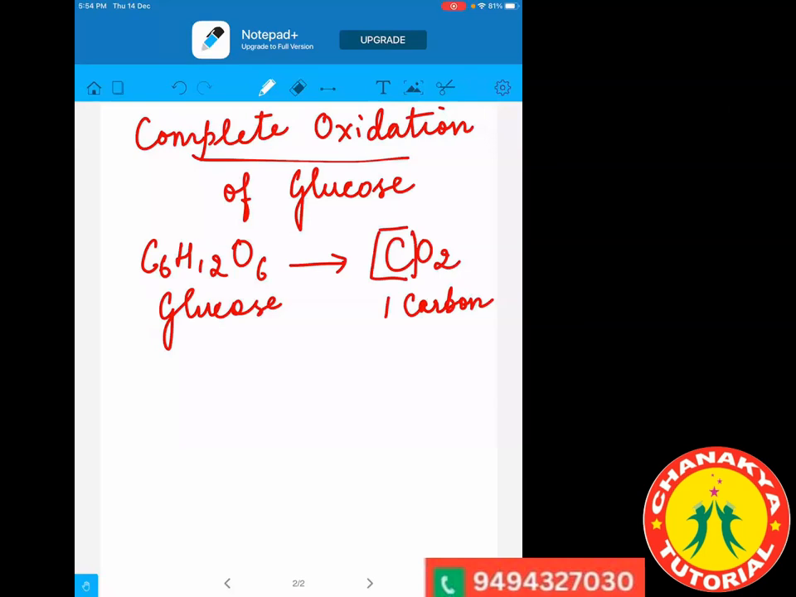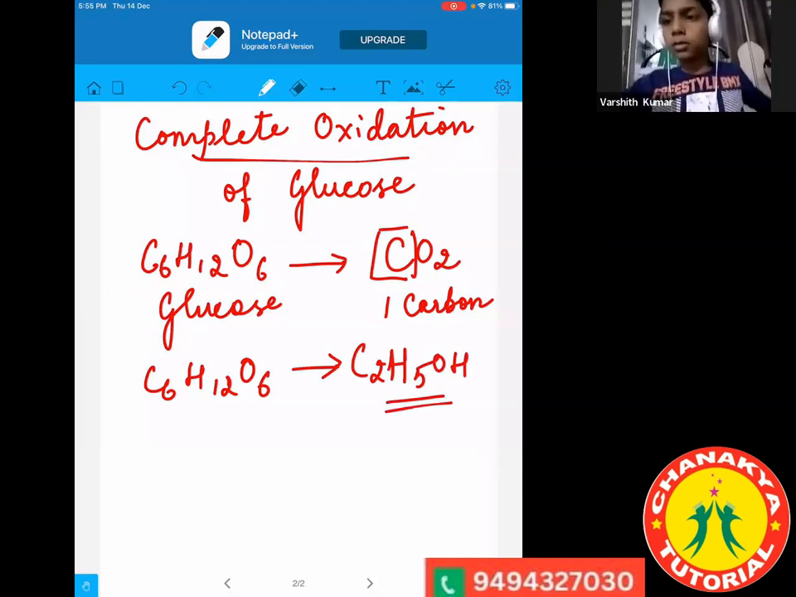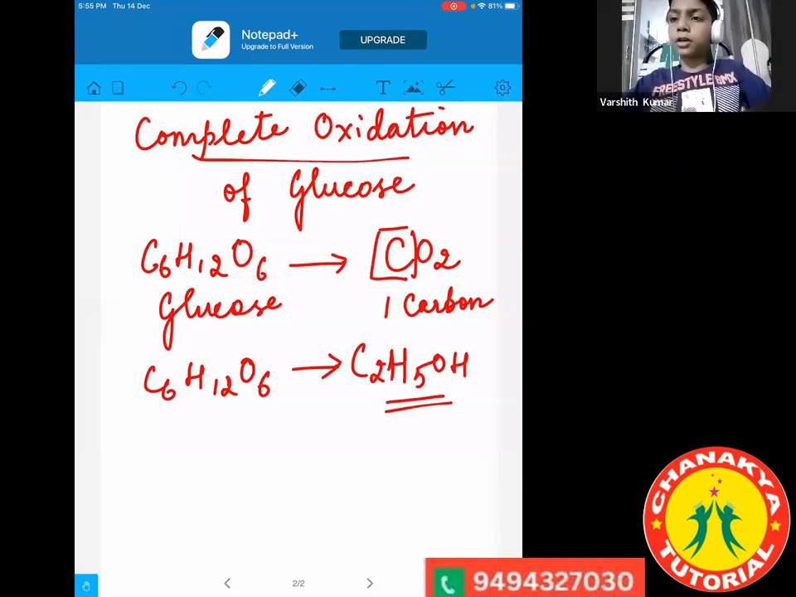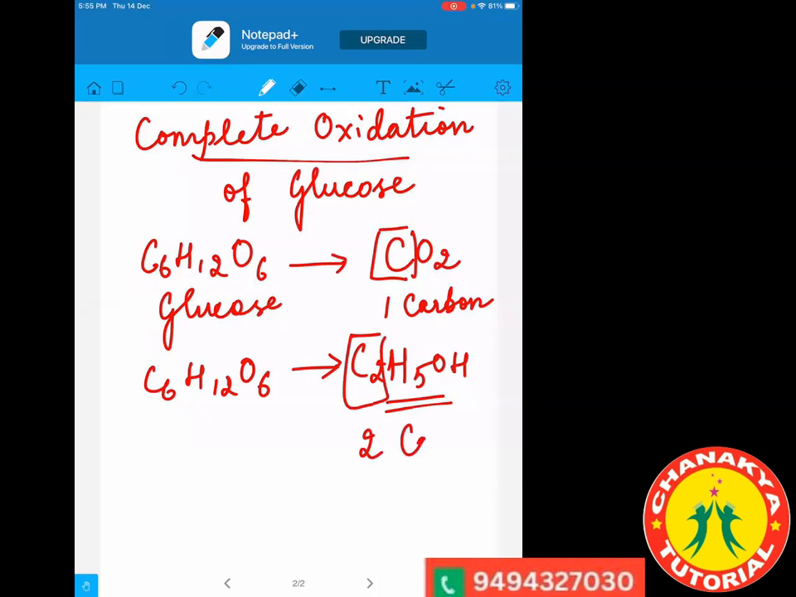So in the case of complete oxidation, what happened? Whatever the number of carbons, they will be converted into a single carbon. Like I'll write some other equation now. C6H12O6, for example, has been broken down into C2H5OH. Now, do you think it is a complete oxidation? No, ma'am. Why not? Ma'am, because there are two atoms of carbon. Correct. Since there are two carbon atoms here, this reaction is the incomplete oxidation reaction.